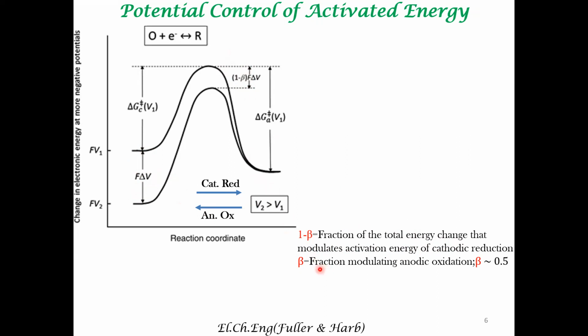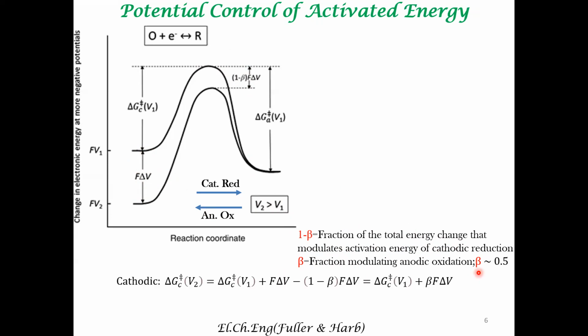You can also define beta as the fraction modulating the anodic oxidation. Again, this will become clear just in a minute. This beta typically has a value of around 0.5. It doesn't matter what the exact value is. It's a positive quantity, with a value ranging from, let's say, 0.35 to 0.5.